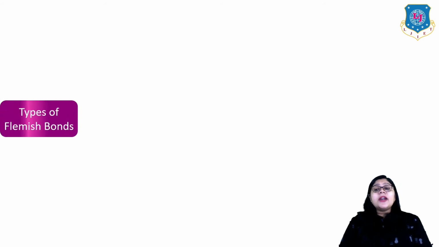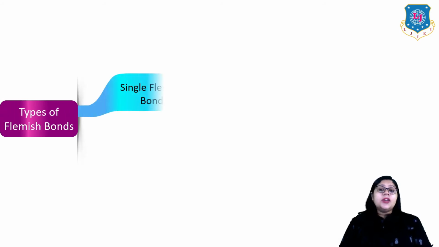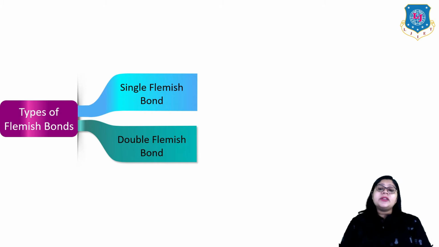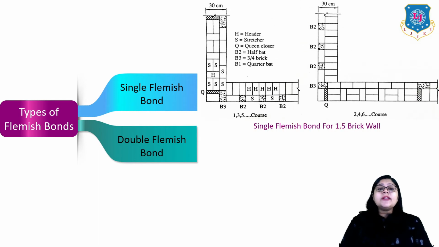Now, there are different types of Flemish bond, the first one is the single Flemish and the second one is the double Flemish. In single Flemish bond, you will see only the front wall elevation in such a way that the header stretcher arrangement is visible. This is the example of single Flemish bond of a 1.5 brick wall.